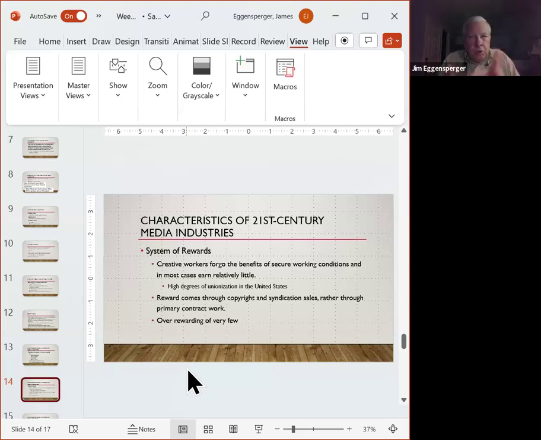It's a whole new twist that we haven't seen before. And it's, again, one of these things that's happened dynamically in the industry, and we're seeing it happen before our very eyes. Over rewarding, very few.